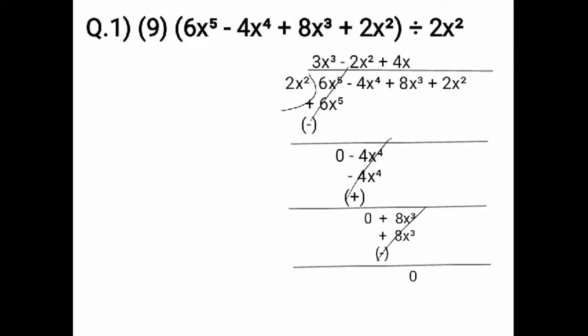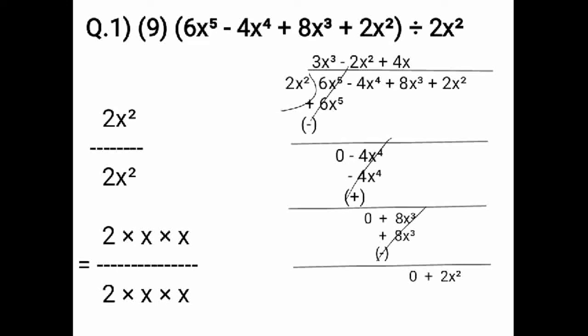Fourth term, now you have to bring it down. That is plus 2x square. Now you have to divide 2x square by 2x square. 2x square upon 2x square. Any number when you are dividing by same number, you will get the answer 1. Write multiplication form now. Next step is equal to 2 into x upon 2 into x into x. 2 ones are 2, 2 ones are 2. Cancel both the x on numerator and denominator. So the answer is 1.